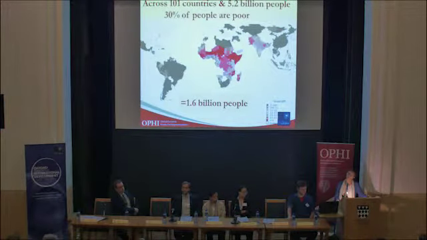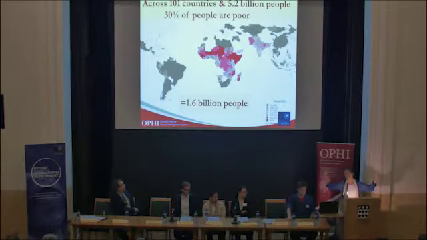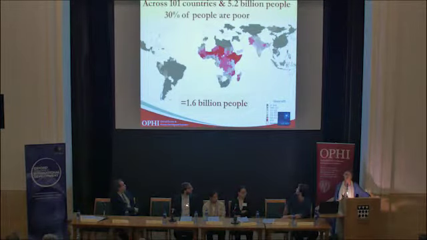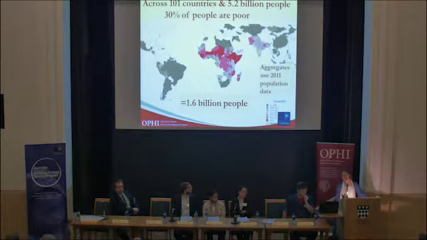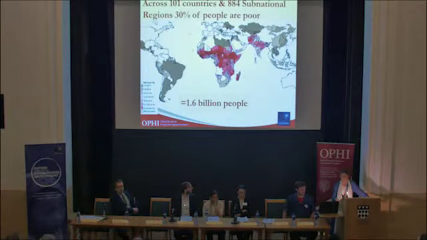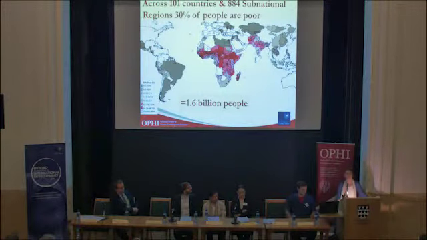So what do we find? First of all, across this population of 101 countries and 5.2 billion people, 30% of them live in the acute multidimensional poverty that James described, because they suffer deprivations in more than 1/3 of the weighted indicators. And that's 1.6 billion people. This is at the national level, and I should say all aggregates that we will share use 2011 population data. But we also break it down subnationally, and we are able to decompose the countries into 884 subnational regions.